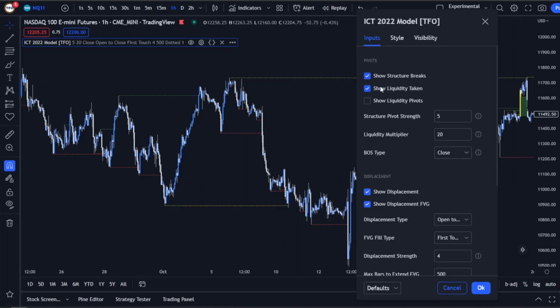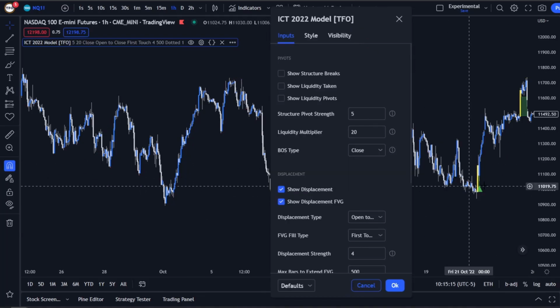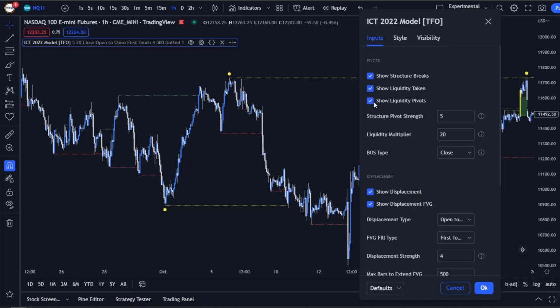So just to go over these settings, all these lines are just showing structure breaks and/or liquidity runs. You can turn those off with these settings and it'll just show the displacement and fair value gaps. I like to leave them on. And with this setting turned on, you can also see which pivots are being considered as major liquidity.